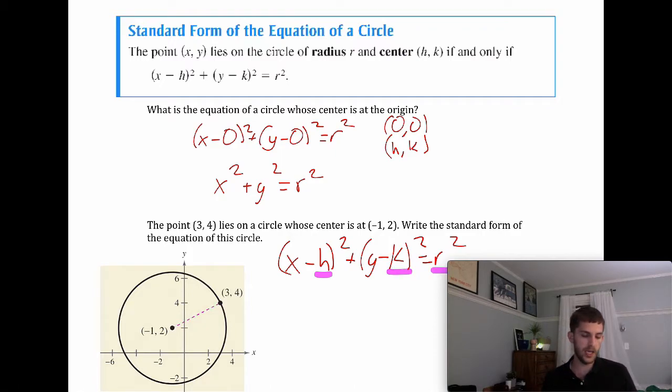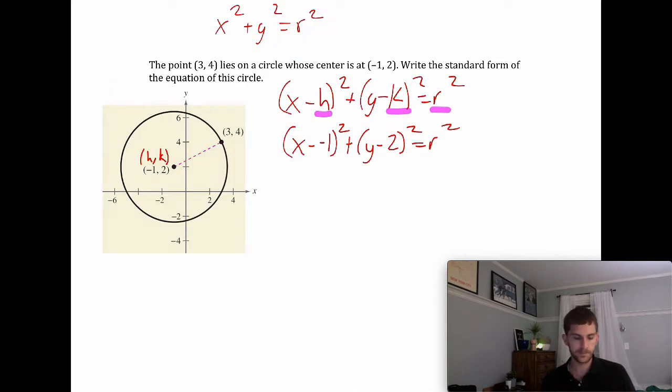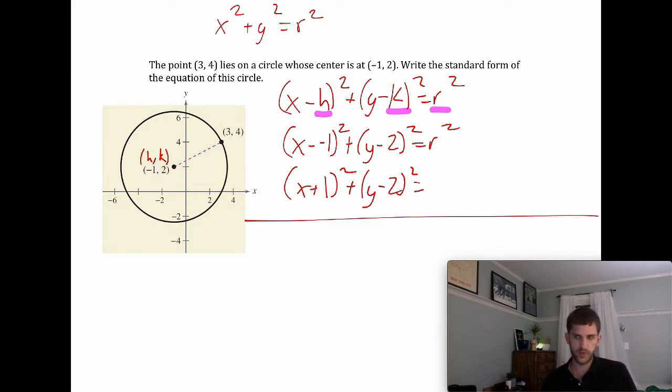Now, h and k can come from our center. So our coordinates for h and k are -1, 2. So we have x minus -1, that's kind of clunky, we'll clean it up, squared, plus y minus 2 squared equals r squared. Let me shift this over so you can actually see everything we just wrote. Now, x minus -1 is the same as x plus 1 squared plus y minus 2 squared equals, we don't know what r is.